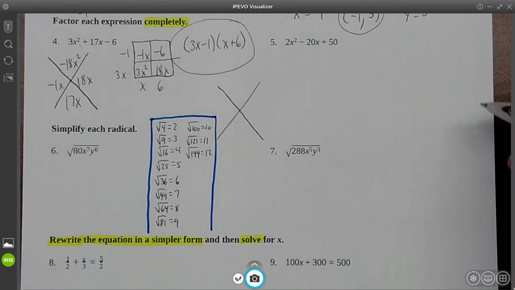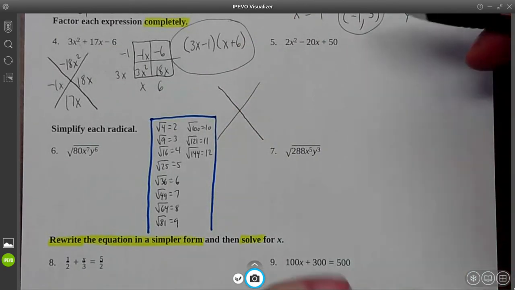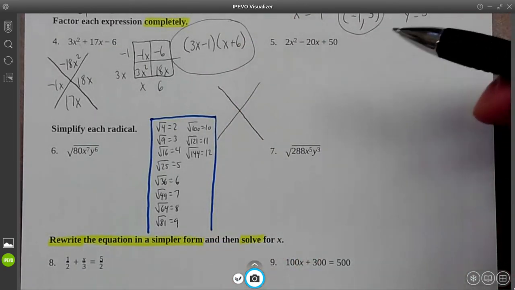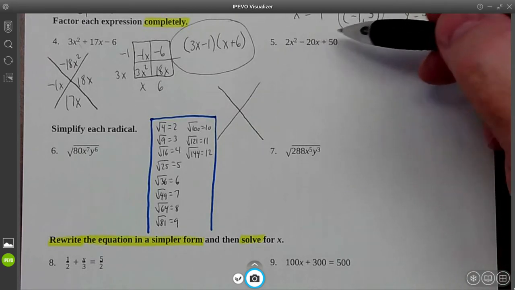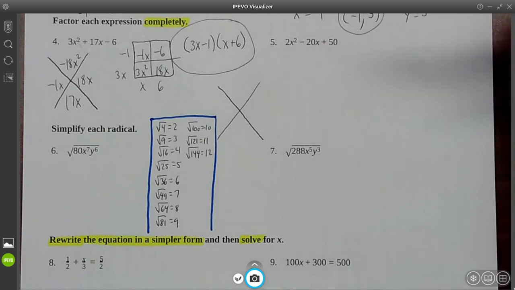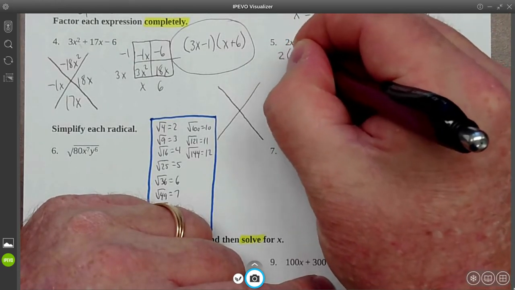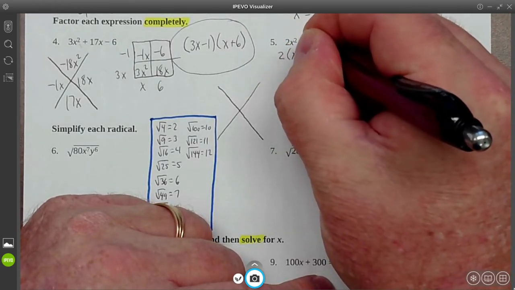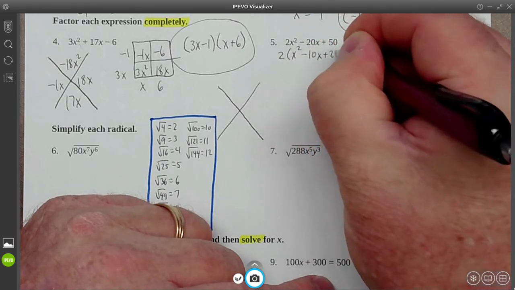Let's take a look at number 5. Remember, it said factor completely, so perhaps this is the question that's going to have a greatest common factor to factor out. And it does. What goes into 2x squared, negative 20x, and positive 50? Well, they're all even numbers, so they're all divisible by 2. So we could take out the number 2, or divide out the number 2. So we'd get x squared minus 10x plus 25.